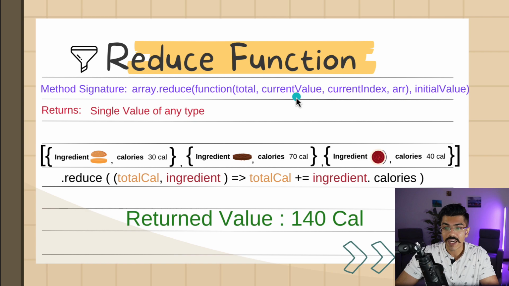Then we have the current value. Current value is basically the index value on which the callback function is currently running. We have the current index and the actual array that's been passed. We can also pass the initial value over here as well.